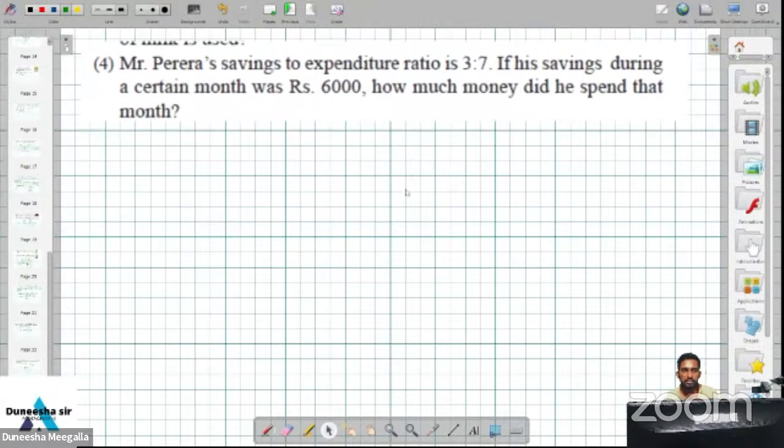Okay, Mr. Pereira's saving to expenditure ratio is 3 to 7. If his saving during a certain month was 6,000, how much money he spent that month? The ratio between the savings and expenditures is 3 to 7.